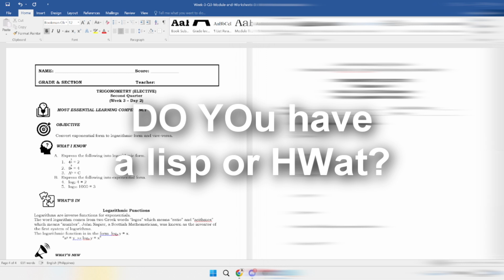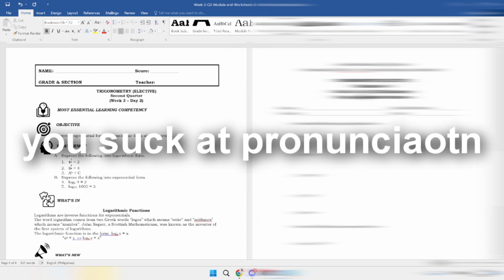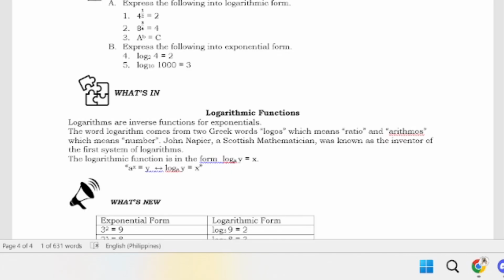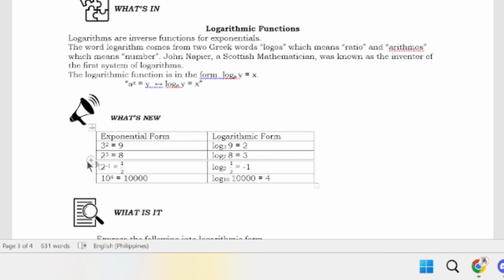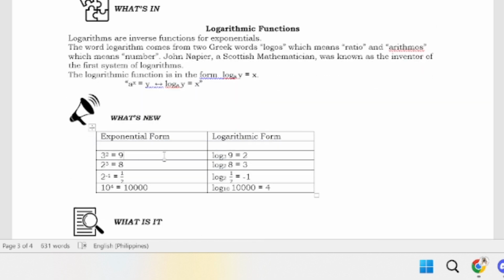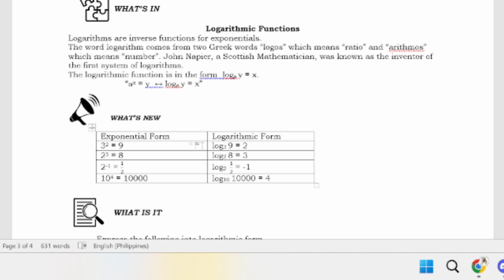I'm going to tackle this one, logarithmic functions, basically the logarithmic one. Our basis here is to convert exponential form to logarithmic form and vice versa. So I could just switch the two. And as you can see from this table, they're just the same except the places are switched.